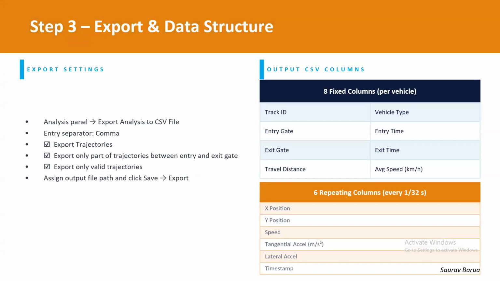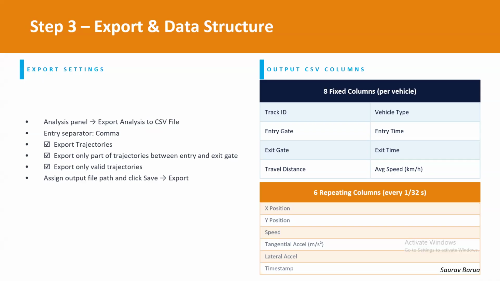Next, in step 3, we have to export and see the data structure. We go to the analyze panel, then from the analyze panel to export analysis to CSV file. When the pop-up window opens, we have to delete the semicolon and use a comma instead; it is a must. Then click export trajectories, then export only part of trajectories between entry and exit gate, and also export only valid trajectories. Then assign the output file path and save it. We must assign the output file path.